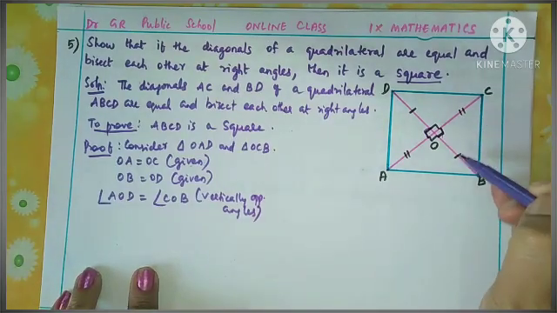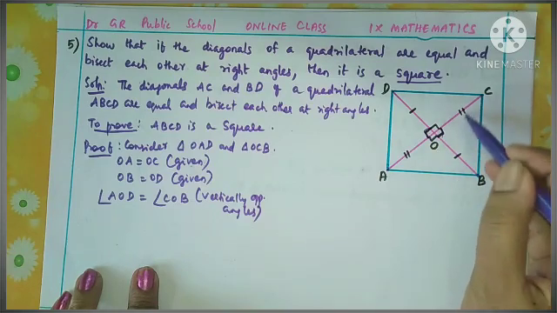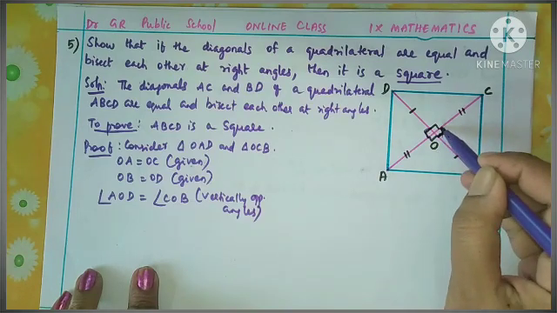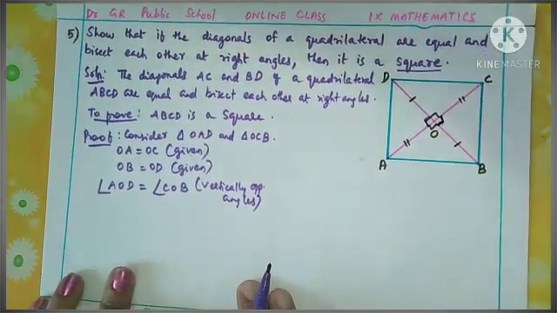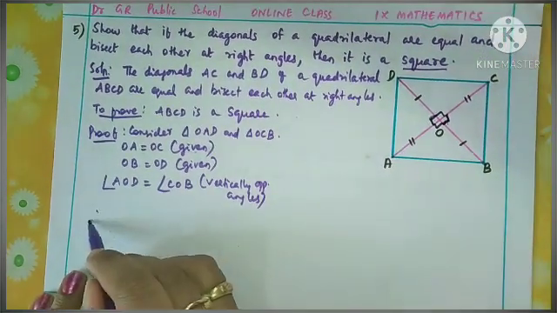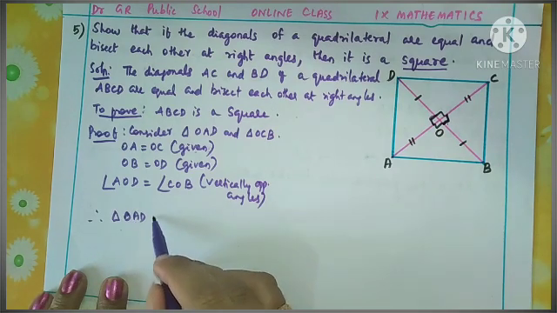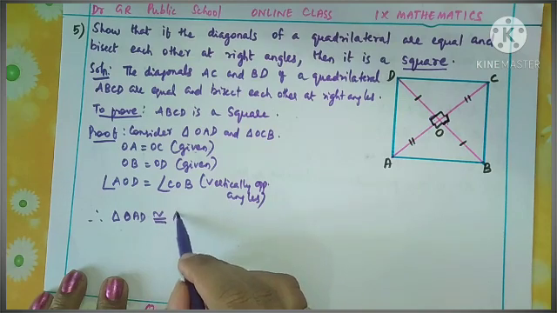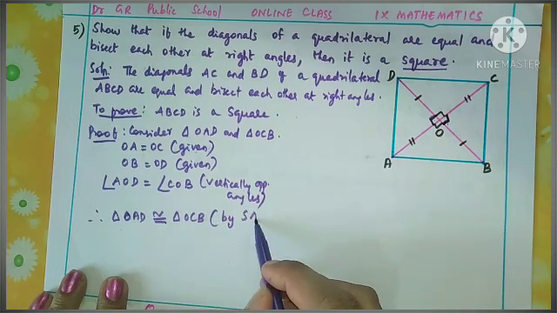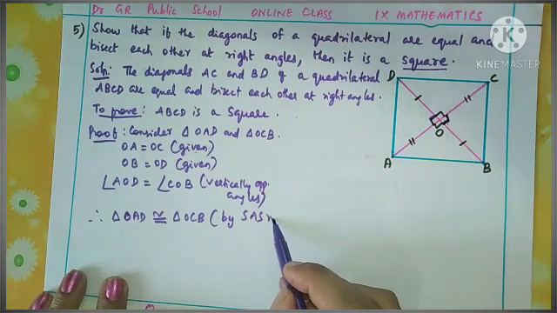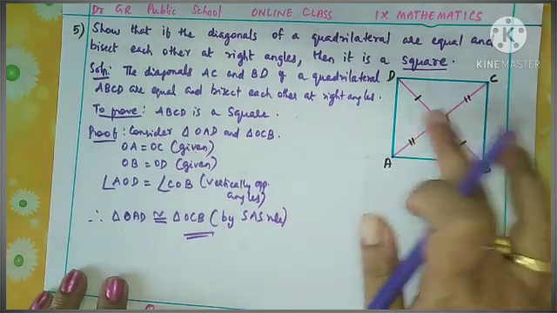So what did we prove here? Two common sides, and in between these two sides, the angle is coming. So which congruence rule? Yes, say yes. Therefore, what triangles have we taken? Triangle OAD is congruent to triangle OCB by which rule? SAS rule. Okay, so we got that these two triangles are congruent.